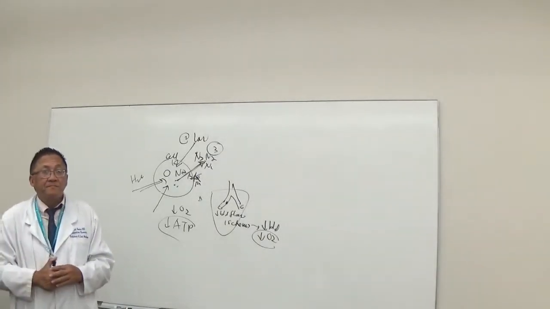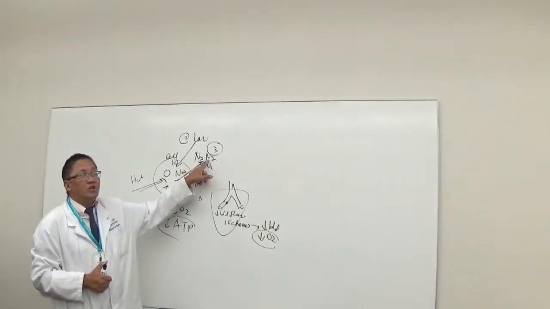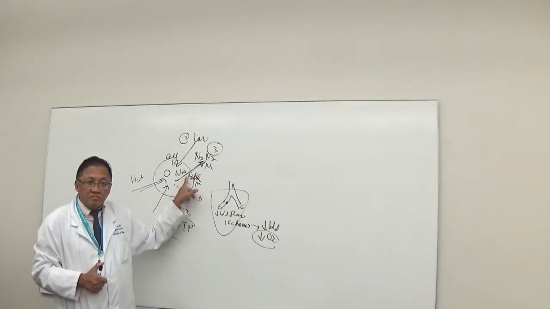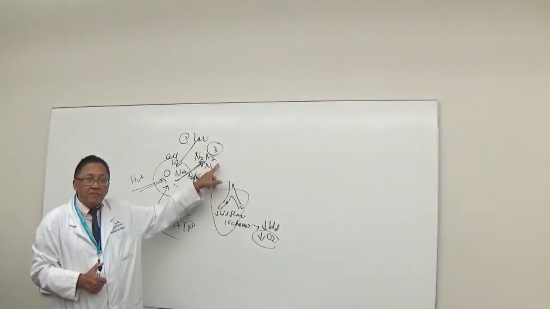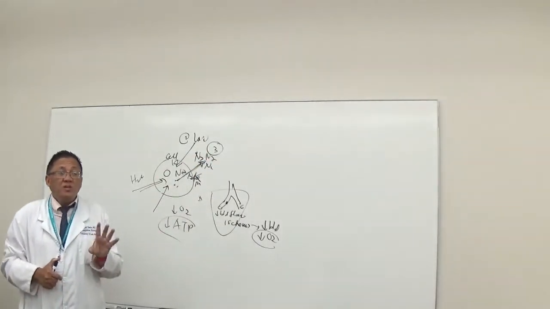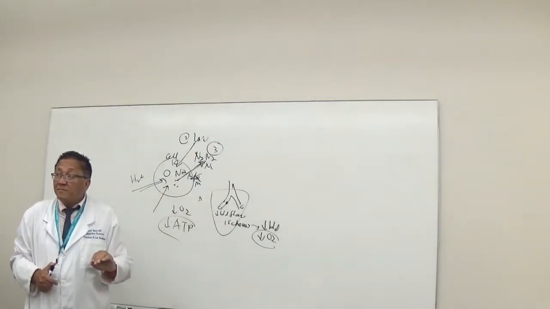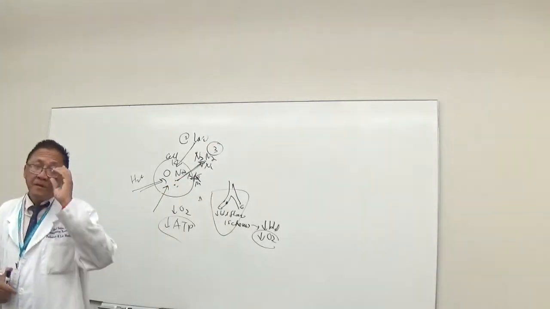Yes, ma'am? Sorry, I missed the 2 and 3. What is that? Oh, this is the amount of sodium atoms brought out. So 3 sodiums out, 2 potassium in. We learned that in physiology, right? Yes, 3 sodium out, 2 potassium in. That's always the reason why you would find more sodium outside than inside the cell. Is that clear? Okay?